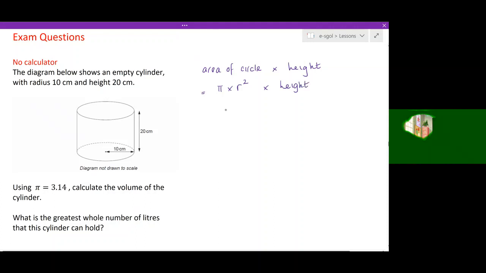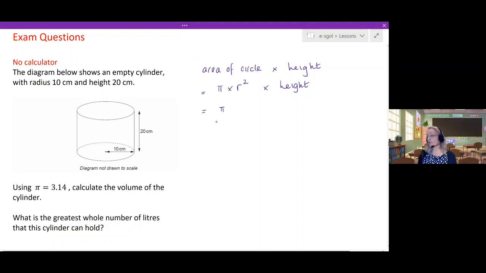So I've got pi, and I've actually been told to use that as 3.14. So in a minute, I'm going to change that to 3.14. And then my radius squared, well, my radius is 10, so that's 10 squared, and my height is 20.